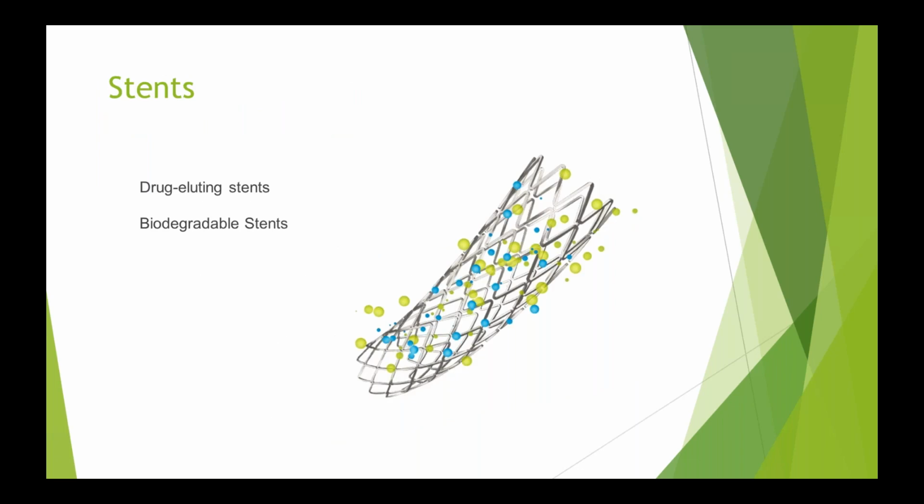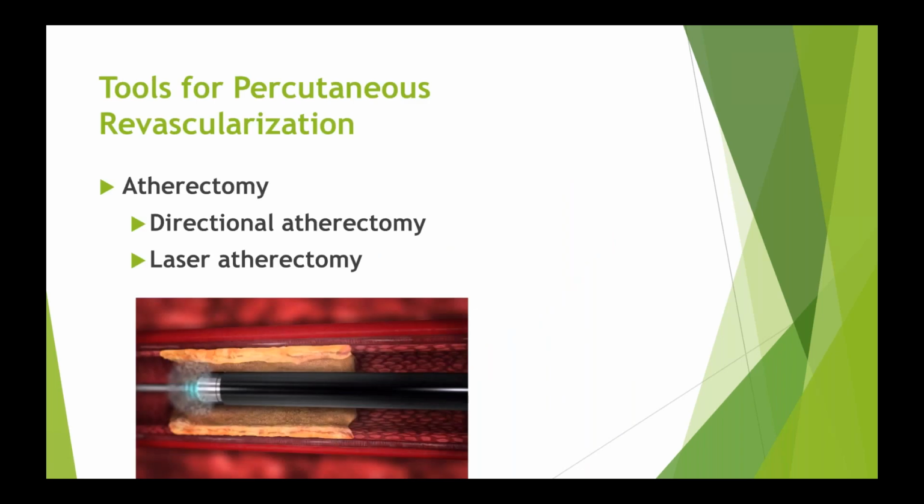And most recently, we have drug-eluting stents and biodegradable stents, which are becoming more and more popular. Moving on, atherectomy, which basically cuts down, and we got two different types of atherectomies. We got directional atherectomy and laser atherectomy. Basically, it is like a drill which goes through the occluded vessel, and afterward, the patient can have angioplasty or a stent placed.